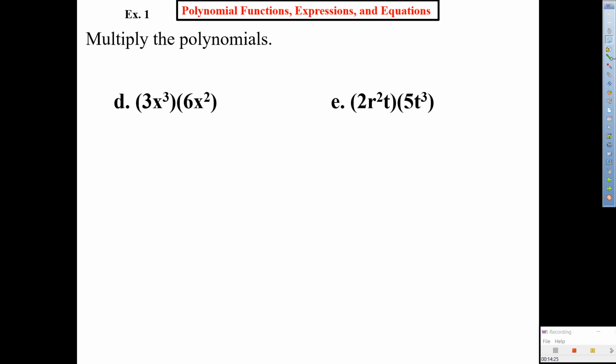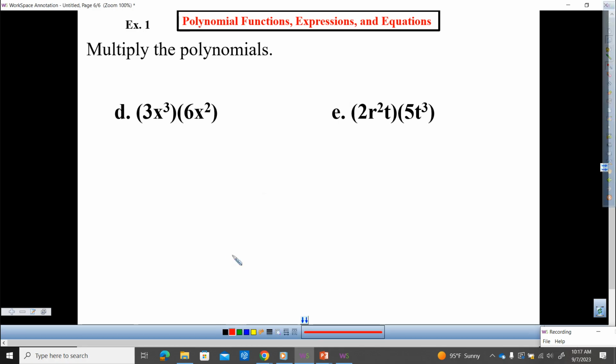So, part D, Rylan, what'd you do? Give us the process. 3 and 6, that gives us x cubed times x squared, and that becomes x to the fifth. Hands if you got that. All right. Pass it to someone, part E.